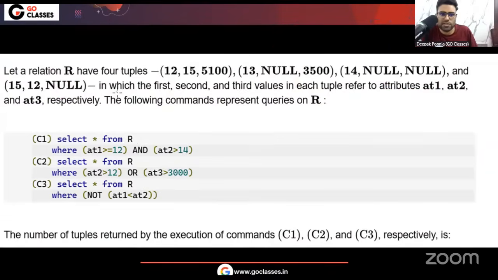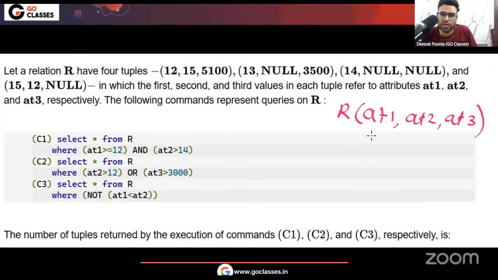And the question is saying that the first, second, and third values refer to attributes B1, B2, B3. Basically, what is the schema of table R? Let me tell you here. The schema of table R is like this: the first attribute is B1, the second attribute is B2, the third attribute is B3.